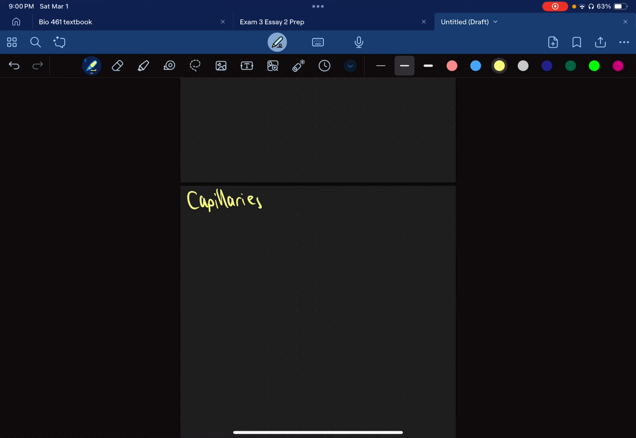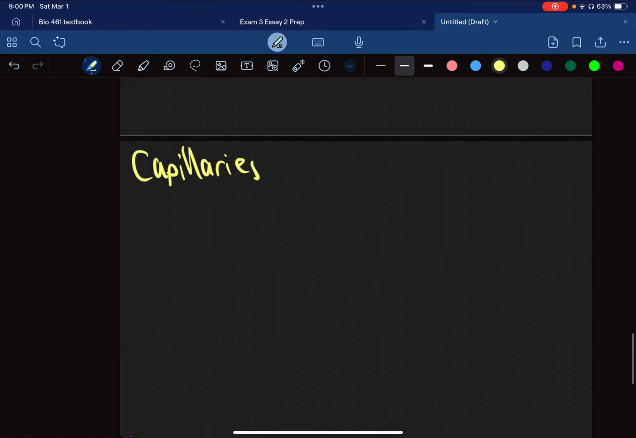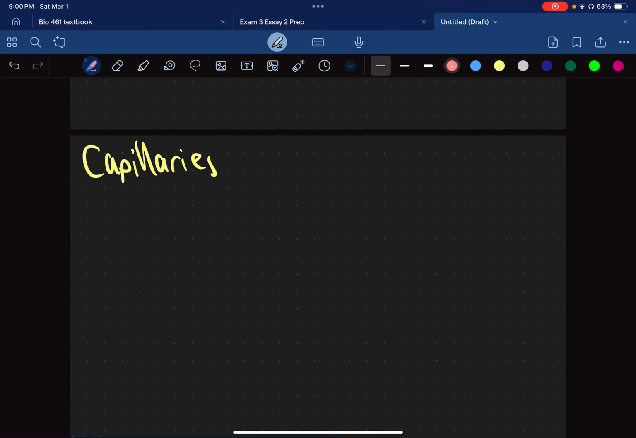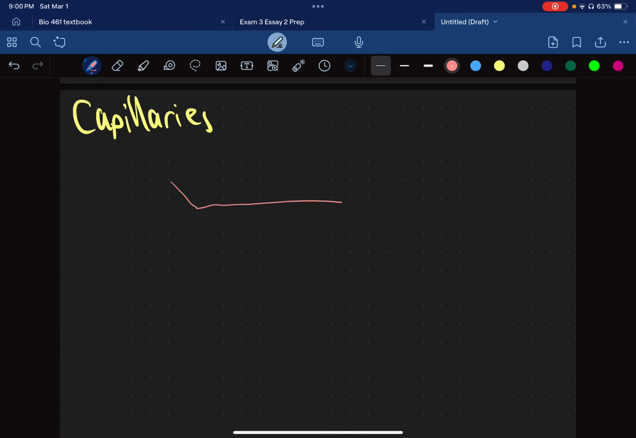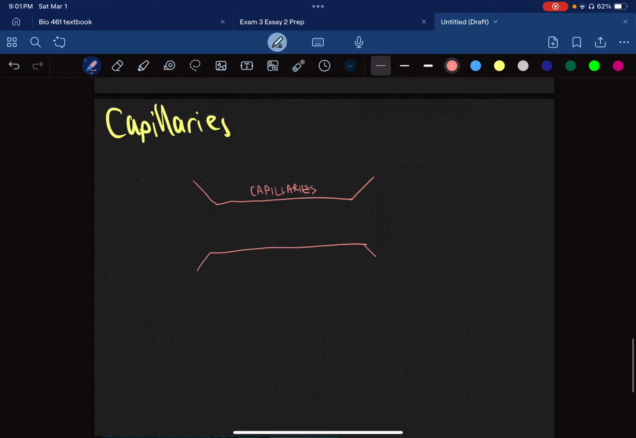So the capillaries are very interesting. They're where the arteries and the veins connect to each other. So let's just draw out. This is kind of what they look like. And first of all, how is pressure regulated in the capillaries? Because obviously blood pressure in the arteries is changing all of the time. It's increasing, decreasing, depending on what's happening.